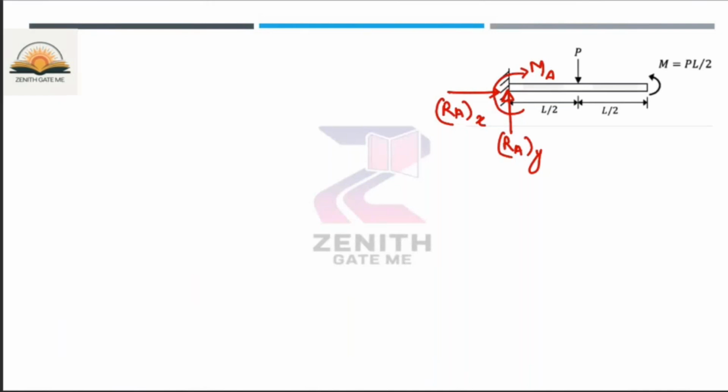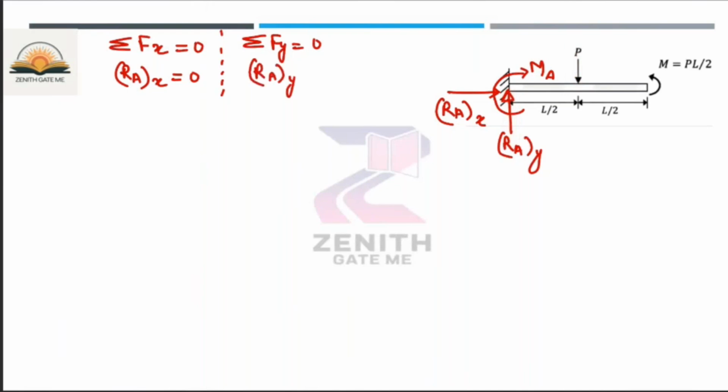Now, first of all, I will use the equilibrium equation: summation of force in x direction is 0. That means RAX value will be 0, because there is no force acting in the x direction. Similarly, summation of force in y direction is 0. What are the forces acting in y direction? One is RAY upward positive and P downward negative. So RAY is equal to P. You have got the reaction at point A in the vertical direction as P.